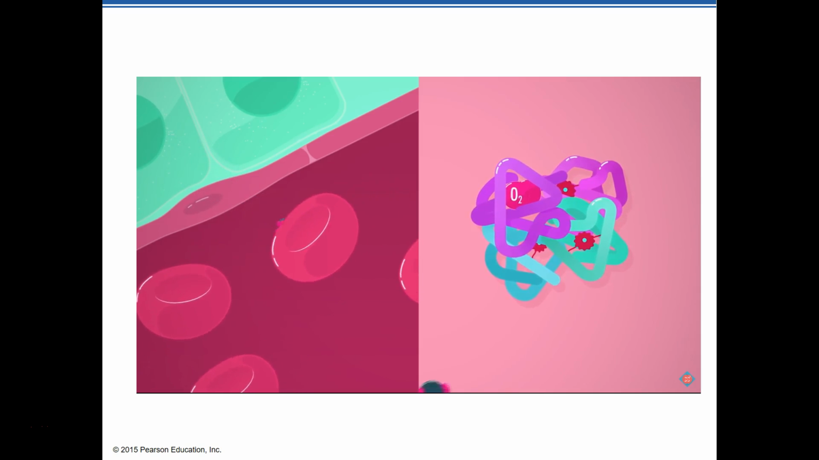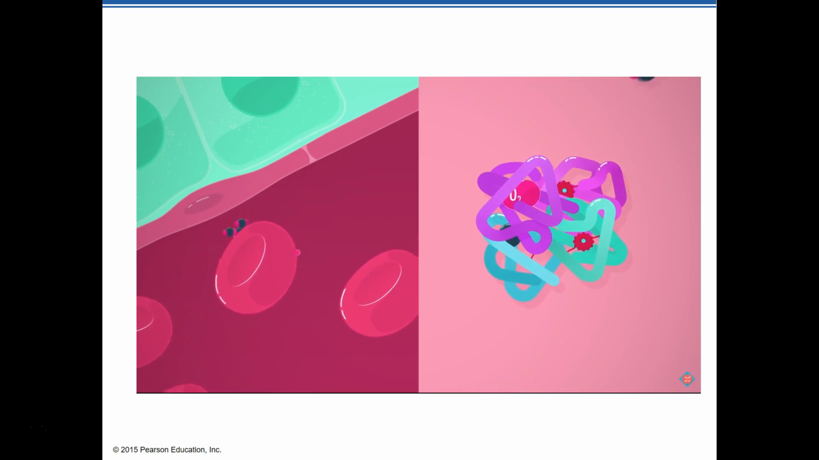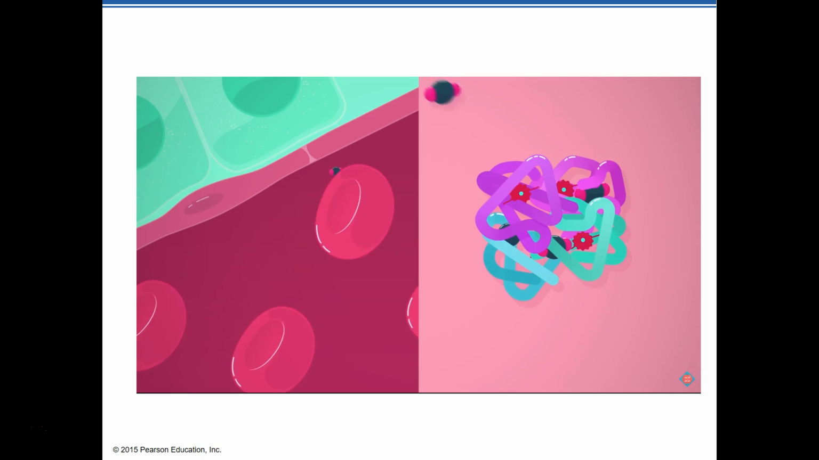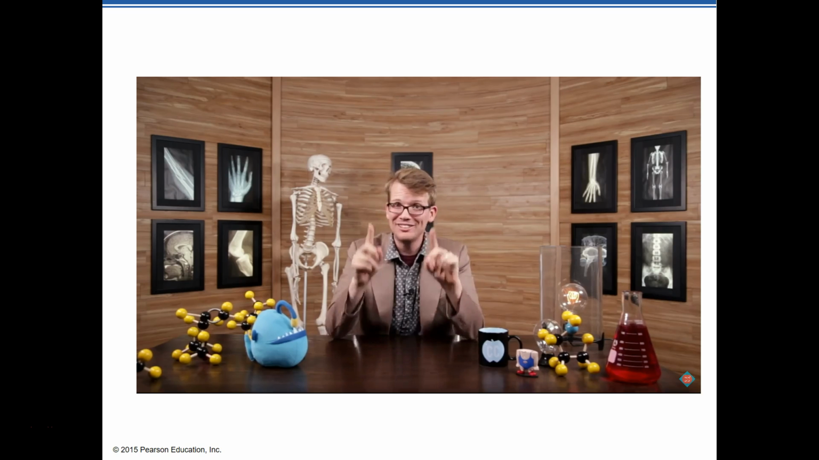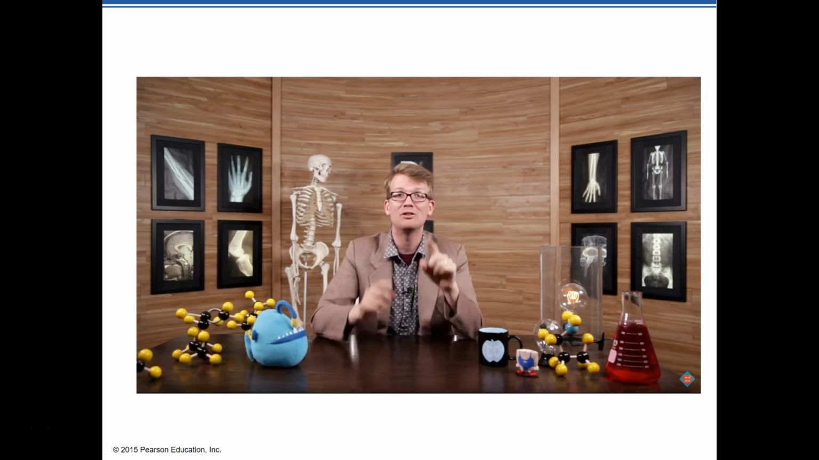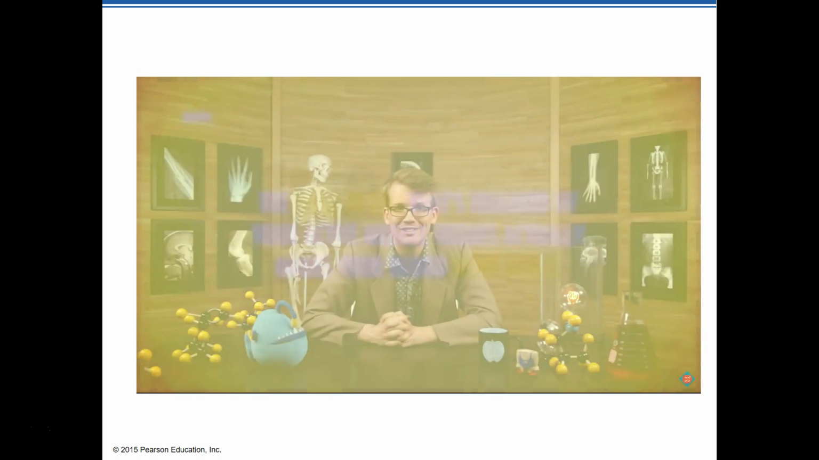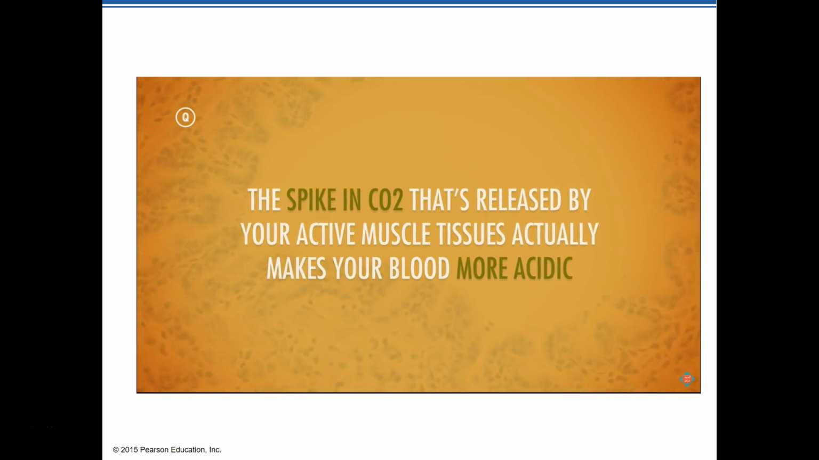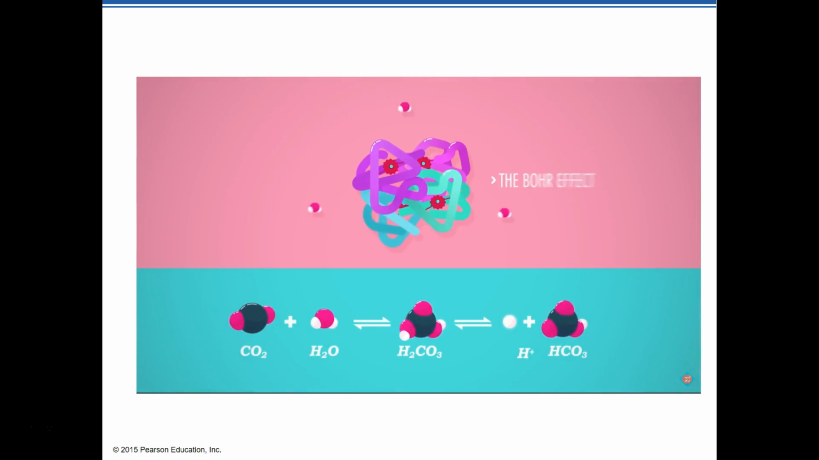But wait! There's more! Carbon dioxide triggers the release of oxygen too, because it also binds to the hemoglobin, changing its shape again, lowering its affinity for oxygen still more. And as oxygen jumps ship, the hemoglobin can pick up more CO2. Finally, just in case the hemoglobin isn't getting the message at this point, there's one more trigger that your respiratory system has up its sleeve. The spike in CO2 that's released by your active muscle tissues actually makes your blood more acidic. Since your blood is mostly water, when CO2 dissolves in it, it forms carbonic acid, which breaks down into bicarbonate and hydrogen ions. Those ions bind to the hemoglobin, changing its shape yet again, further lowering its affinity for oxygen.